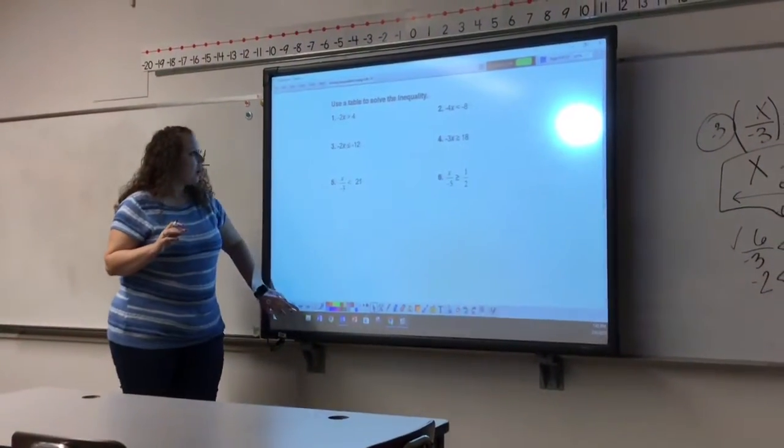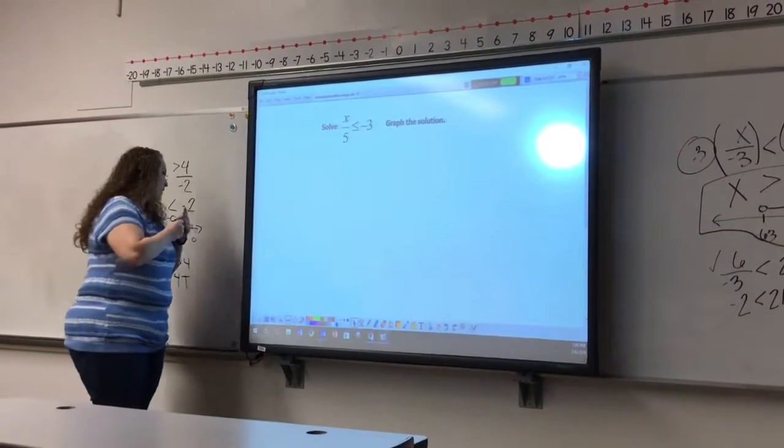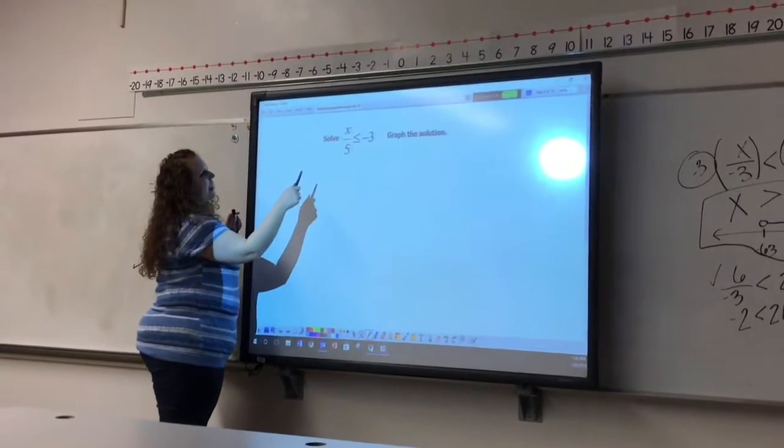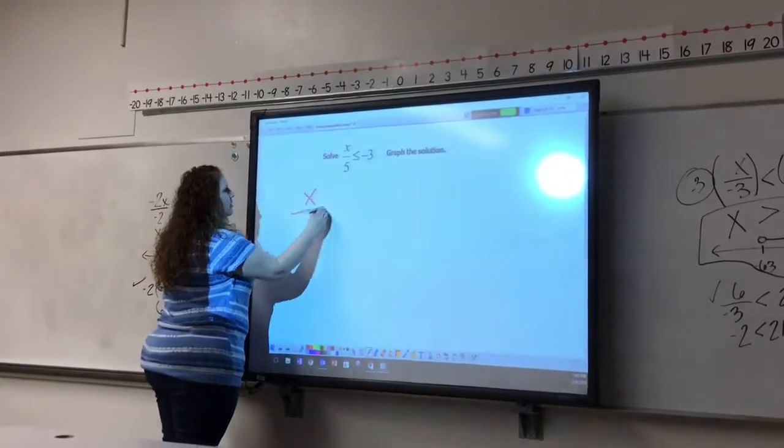All right. It's easy. Other than that, all of them, you're solving exactly like you do equations. Okay, so this one here, we have x divided by 5 is less than or equal to negative 3. Do I need to write that larger? No.